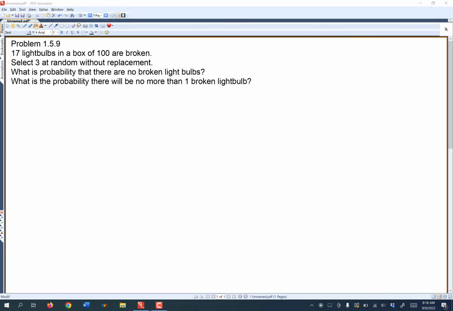This is problem 1.5.9. It tells us that we have 17 light bulbs in a box of 100 that are broken, and we want to select 3 at random. It asks us to draw a probability tree for this problem, and then asks what is the probability that there are no broken light bulbs.